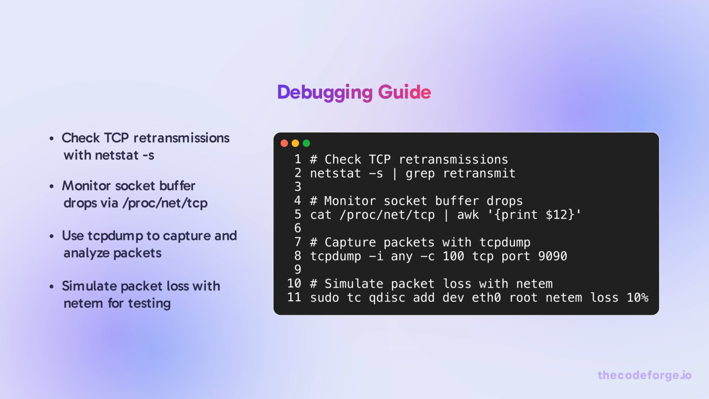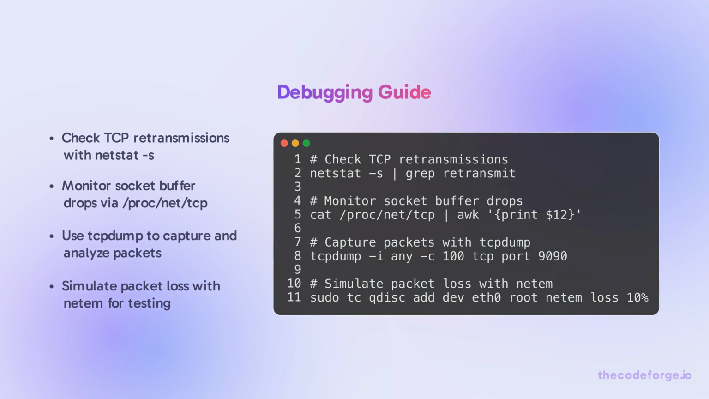Use netstat -s to check retransmission counts. Monitor socket buffer drops via /proc/net/tcp. Use tcpdump to capture packets. And simulate packet loss with netem to test your application's behavior under adverse conditions.